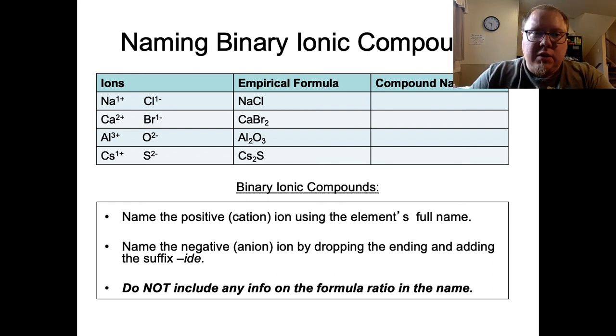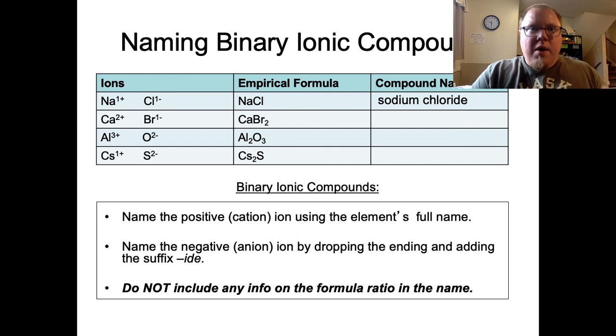Now, do not include any information on the formula ratio in the name. Even though sodium chloride is a 1-to-1 ratio, we're not going to include that as part of the name. It's just naming the pieces. So NaCl is sodium chloride. I named the Na part, sodium, then the chlorine part, the Cl, and I changed the ending to ide, sodium chloride. This next one, calcium, bromine, which I changed to bromide, so calcium bromide. I'm not including any information about the fact that it's 1-to-2.